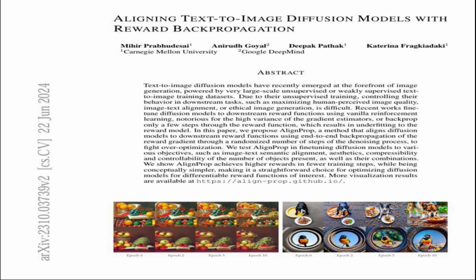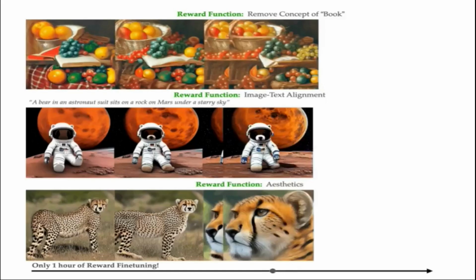The next paper is aligning text-to-image diffusion models with reward backpropagation. Dear friends, one of the biggest challenges with text-to-image models is that they are often trained unsupervised, making it difficult to align them with human preferences, such as aesthetic quality, realism, and semantic alignment. To address this, the paper introduced ImagenHub, a novel approach that fine-tunes diffusion models using reward backpropagation.